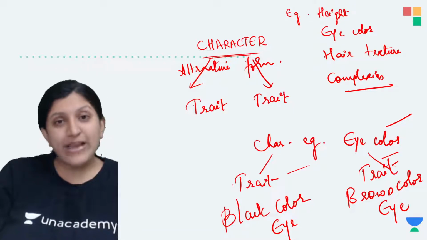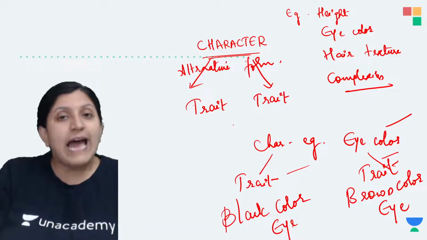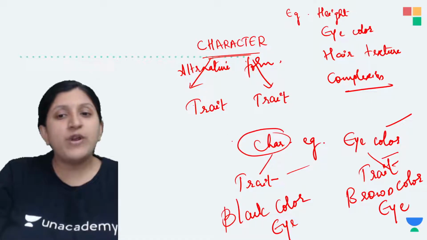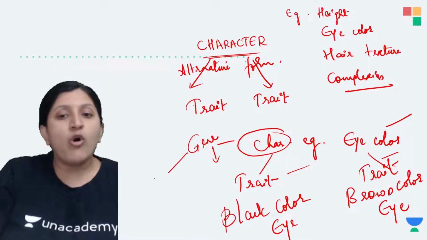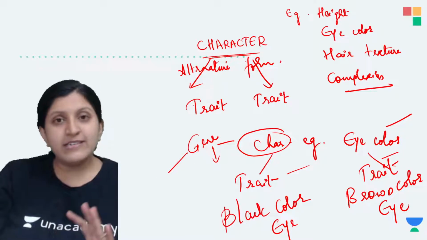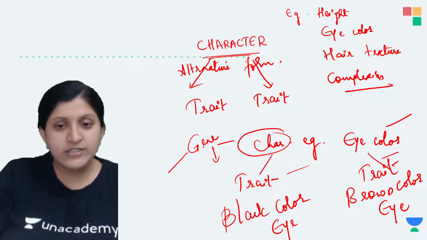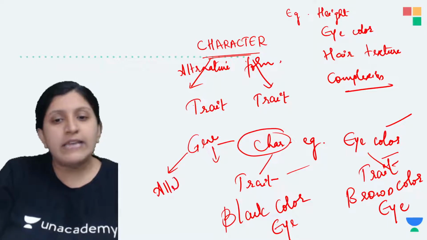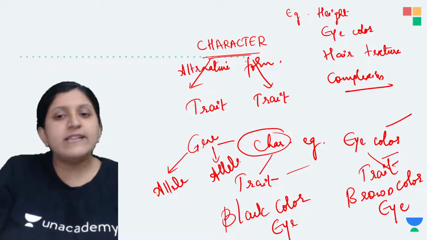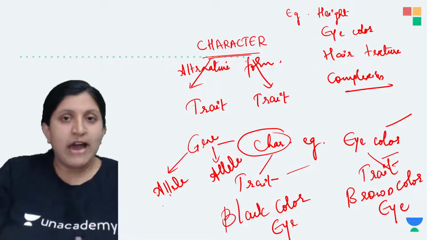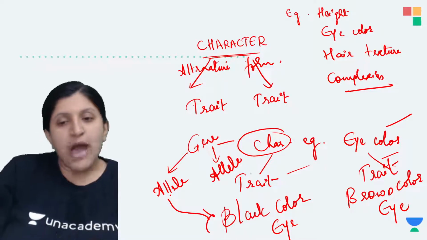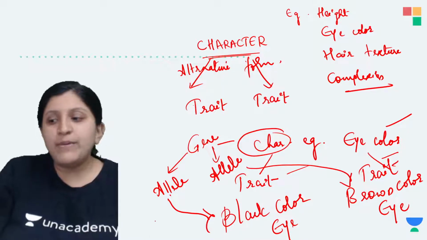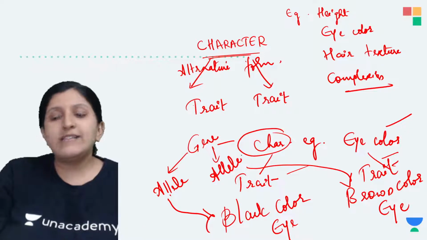Now who is going to express that trait? The character is coded by the gene, and the gene will have alternative forms, just like the traits found in the character. So here you can find an allele. One allele is expressing for the black color, and another allele is expressing for the brown color. So here you can see the gene is there.